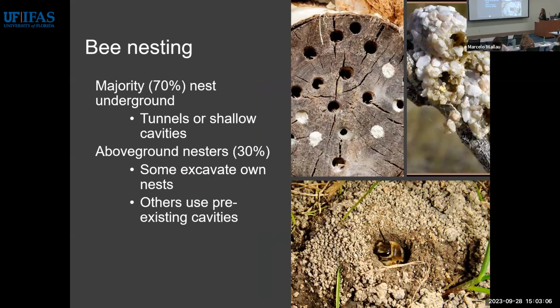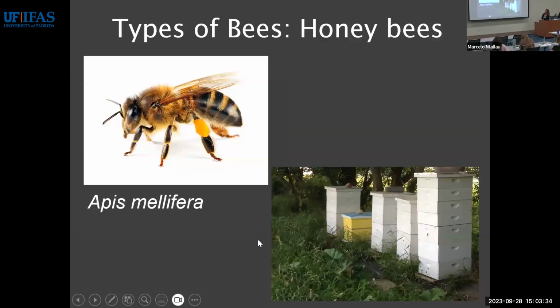Many of them nest below ground, which was highlighted in the previous talk, and estimated about 70%. They either nest in deep tunnels or shallow cavities. Only about 30% nest above ground, either excavating their own nests or using pre-existing cavities. Anyone know of an example of a bee that excavates its own nest? Carpenter. Yeah, carpenter bee, right? Come to my house. Yeah, you can go see them at Charlottetown. So carpenter bees will dig into wood to build their own nests, but others use pre-existing cavities.